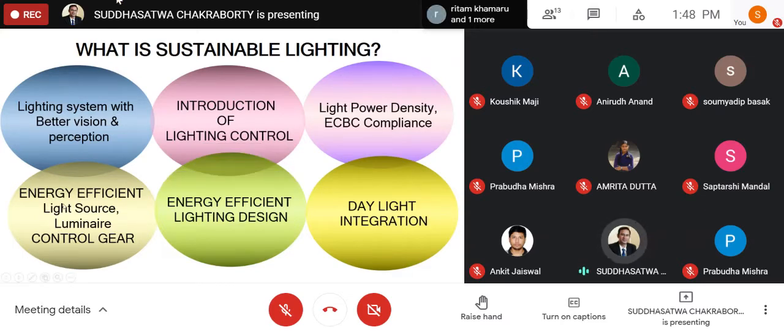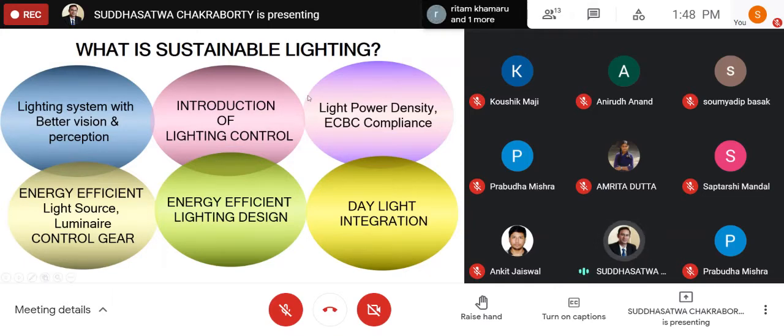Now here, the lighting system with a better vision. So your visual need and perception are equally required. The perception term I will come back to when we talk about human-centric lighting. Then energy efficient lighting design, all of which are part of design. I have selected my luminaire, my light source, my control gear. Now my job is to place and install them in a very optimized way.